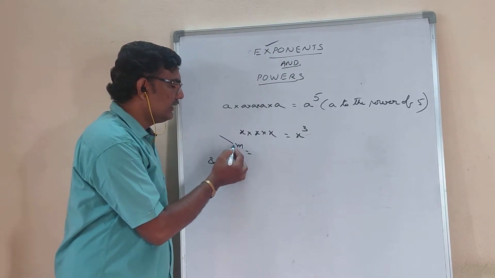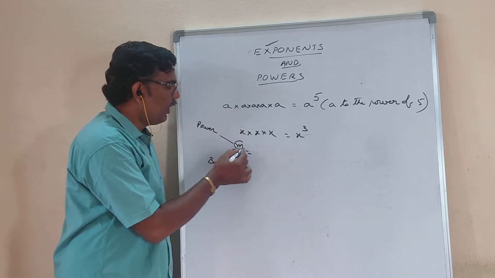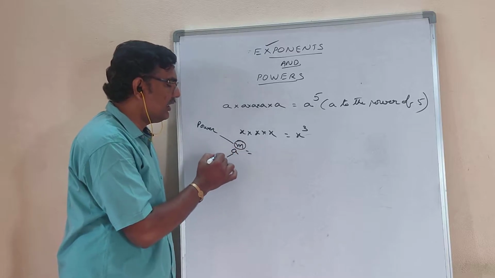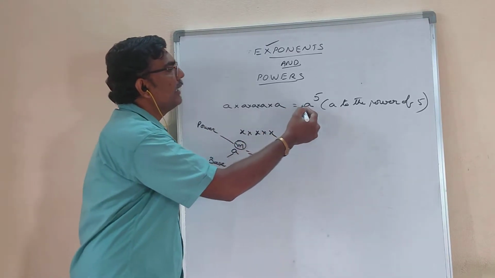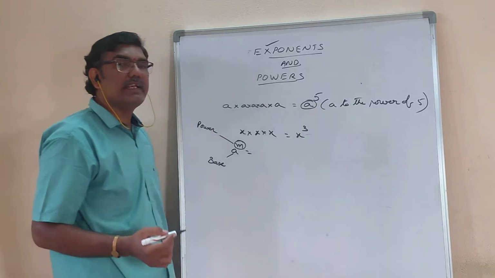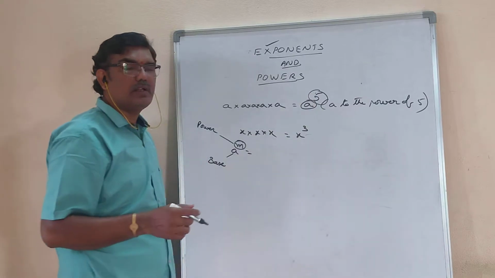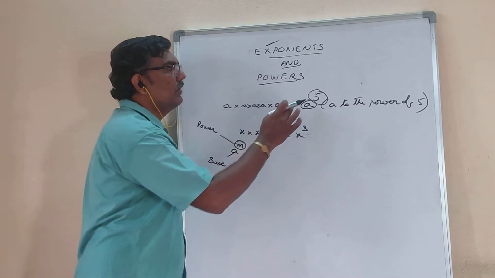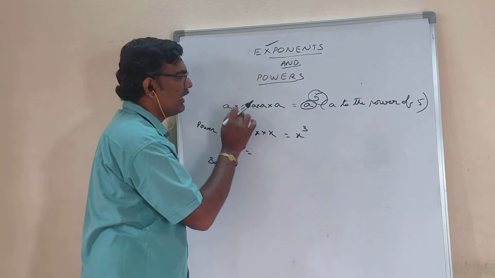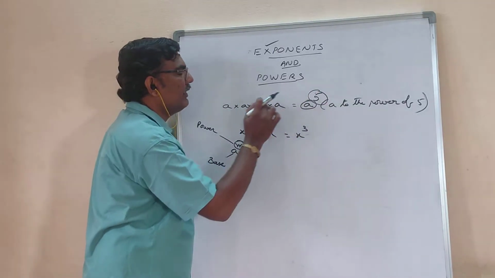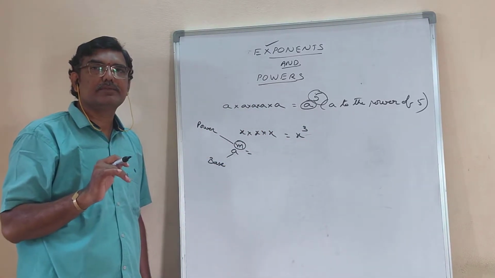So this power tells you that many times you have to write the base and multiply. See, a power 5. What is the base here? A is the base. What is 5? 5 is either the exponent or the power. So this base A we should write as many times as the number in the power, and multiply.